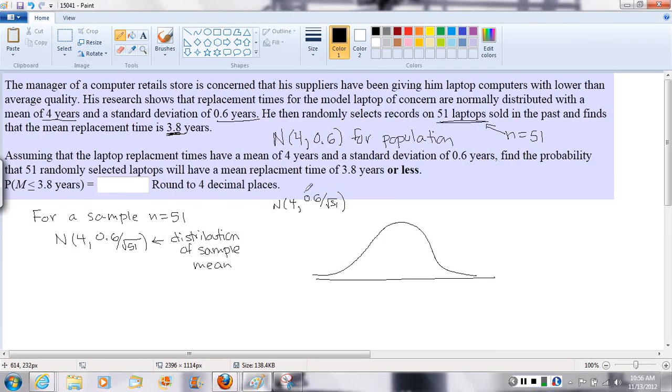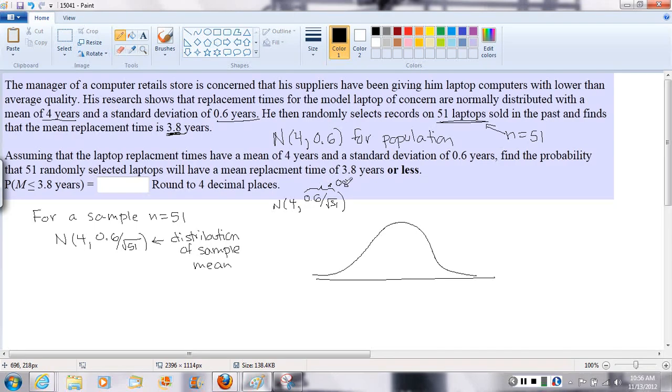And just for reference, let's figure out what that is. 0.6 divided by the square root of 51 is 0.084. So the standard deviation is 0.084, and that's pretty small, right? We're expecting on average these laptops to last very close to 4 years, right? If the standard deviation were like 2, then we'd say, okay, 4 years, but many of them will last up to 6.